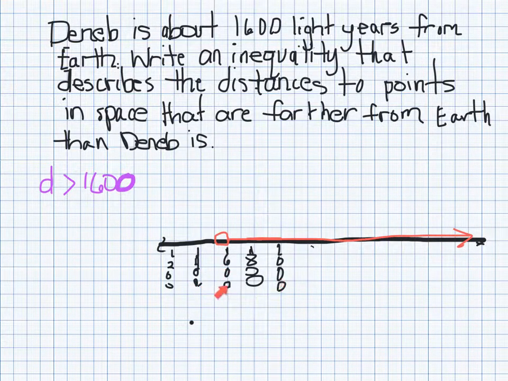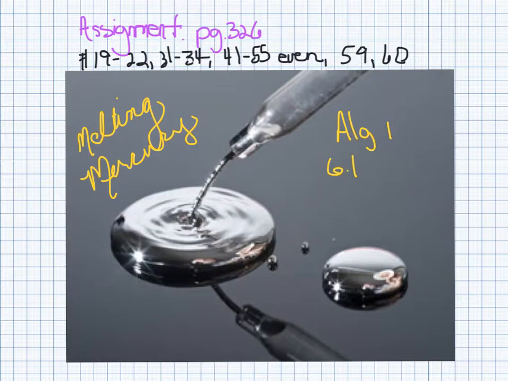I had to make my own number line because I couldn't find one that big. So here's 1600. We have an open circle, and it's going to be everything farther than 1600. So your assignment starts on page 326, is to do numbers 19 through 22, 31 through 34, 41 through 55, even, 59, and 60.